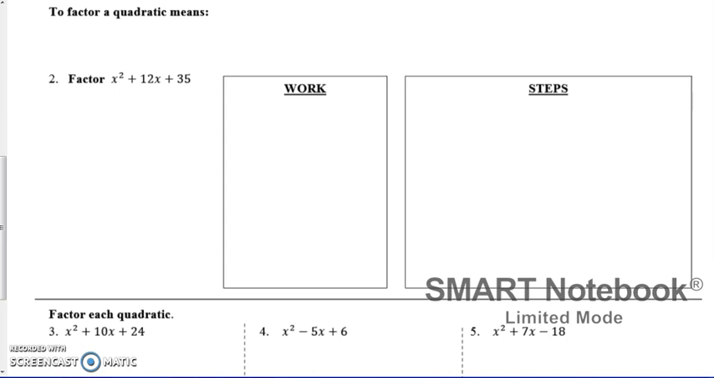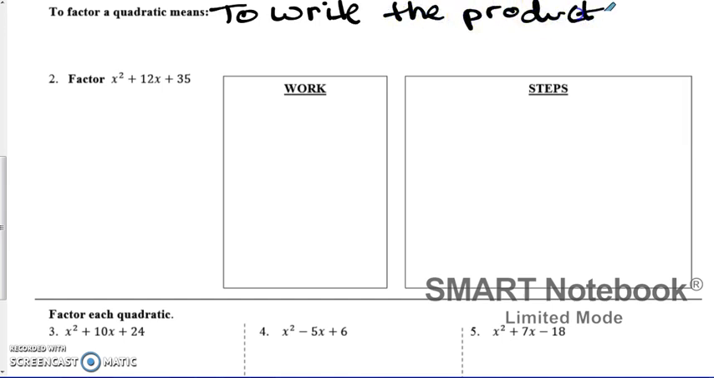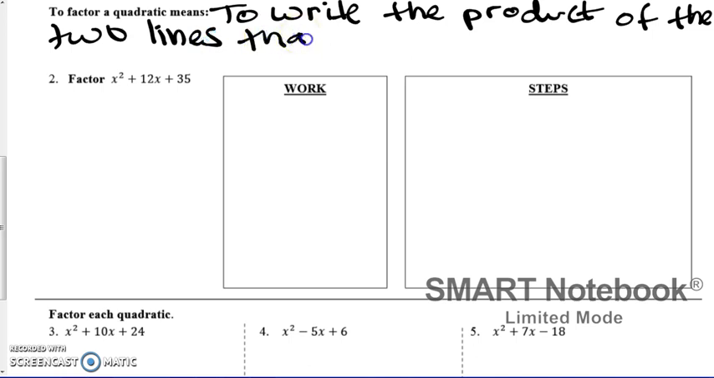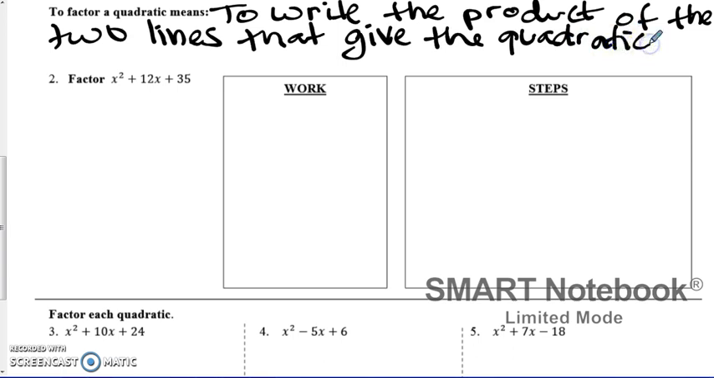So we need to define what it means to factor a quadratic. To factor a quadratic, we are going to write the product. That means we're multiplying things together, of the two lines that give the quadratic when multiplied.